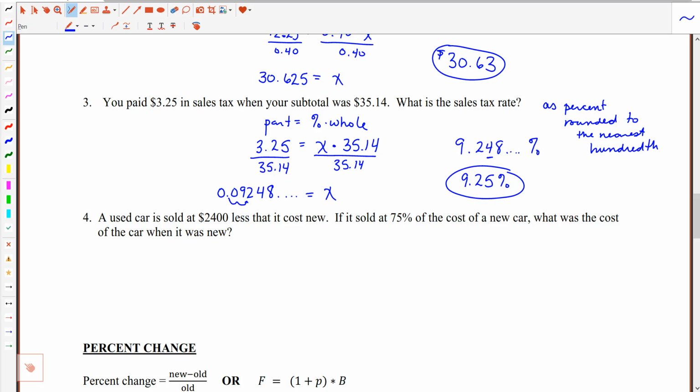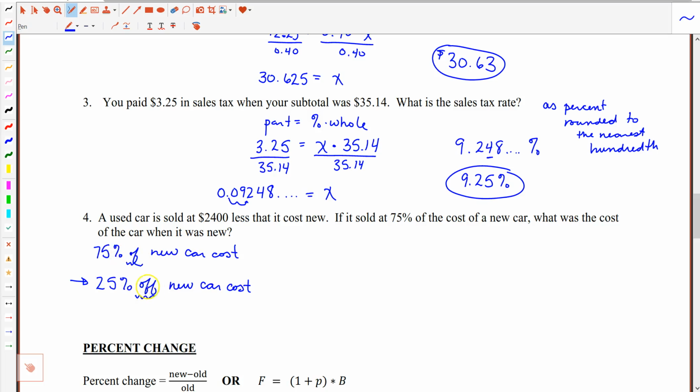seeing in these numbers. Now this $2,400, this is how much money you saved. So sometimes we refer to that as the discount. But over here it told you that the car sold at 75% of the cost of a new car. Well, if it's selling at 75% of the new car cost, that is equivalent to saying that you got 25% off the new car cost. So 75% of means you got 25% off.